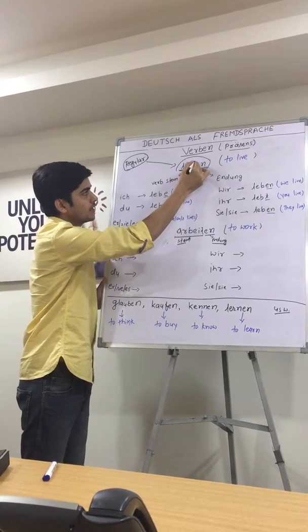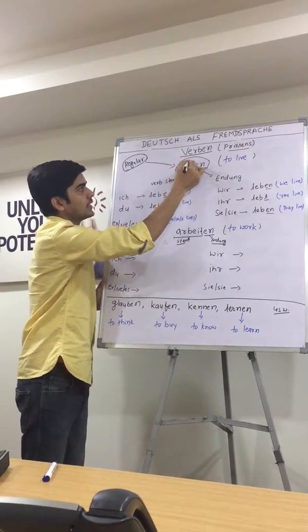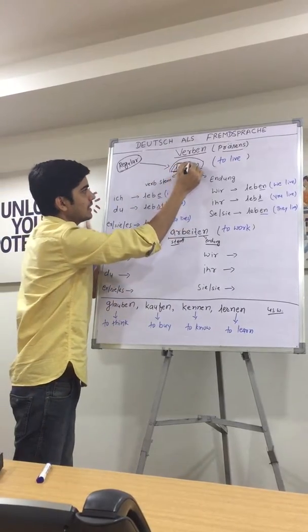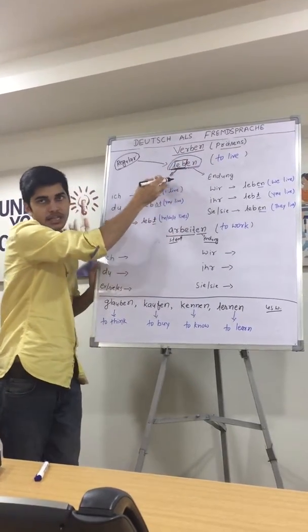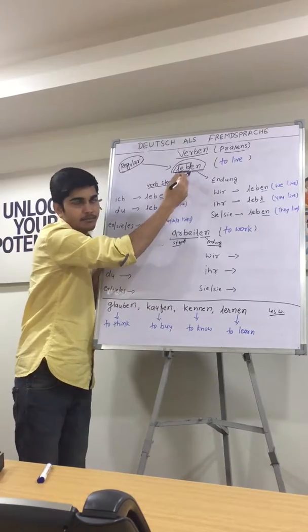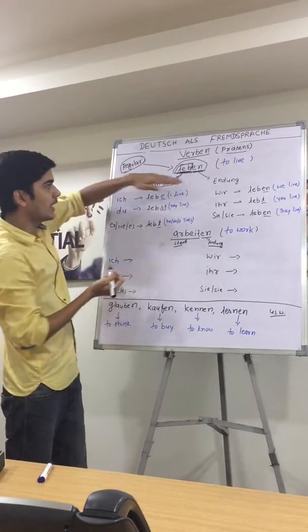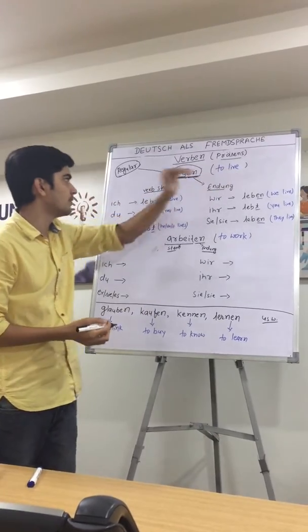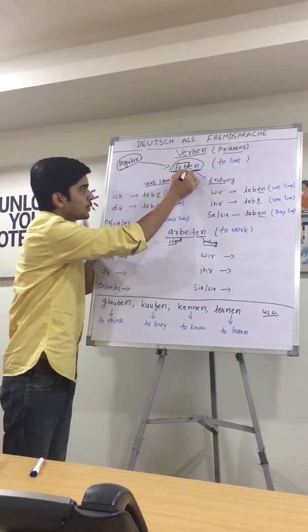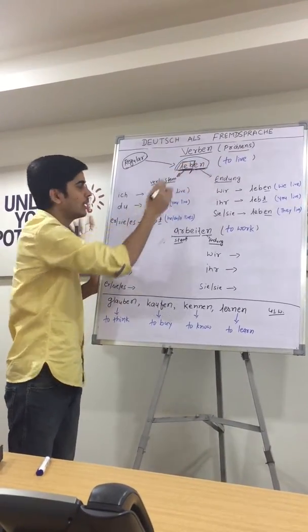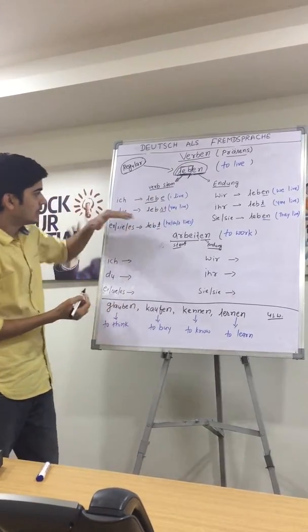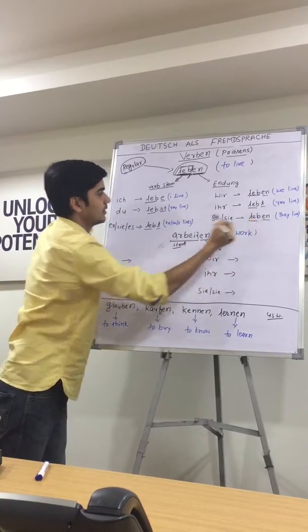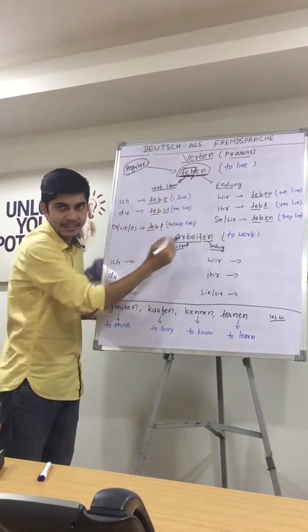So, leben, this is L-E-B-E-N. This leb is called the verb stem. And this E-N is called Endung. Endung means ending. So, leben means to live. So, we took leb from leben, and we just put the ending.